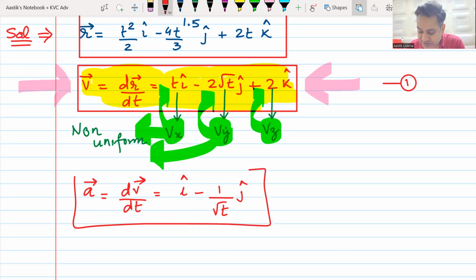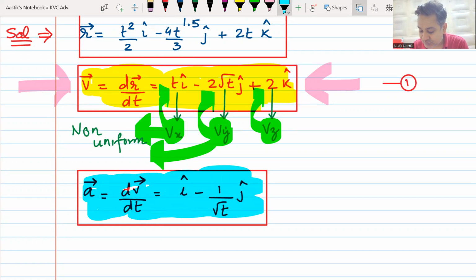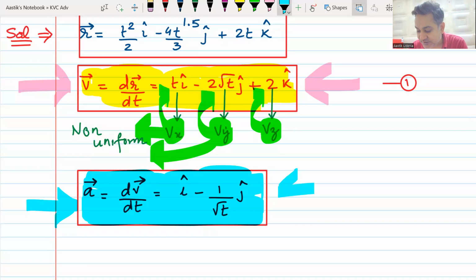I have just differentiated equation number 1 and I land up with this equation number 2, which gives me the acceleration. Do we understand this? The blue equation. This is the equation of acceleration. Yes or no? Yes, sir. Now you can understand. This acceleration has two components.